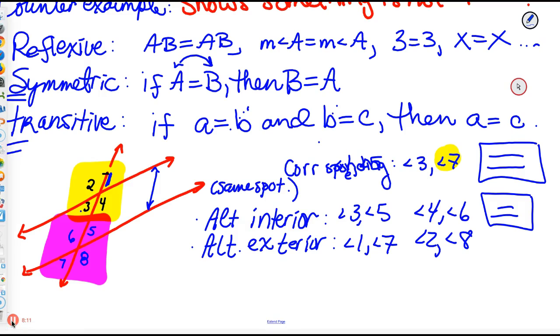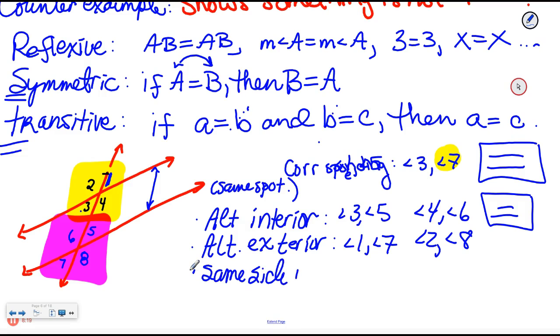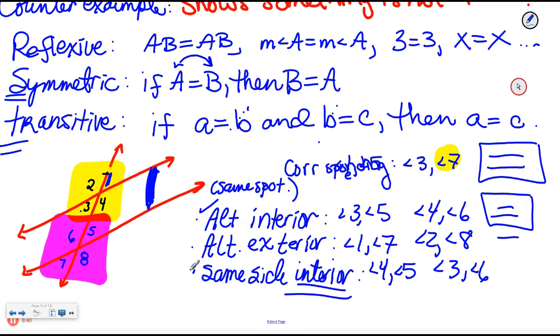Also, after alternate exterior, we'd have what are called same side, some books call them consecutive, same side interior. This word means we're in the parallel lines, so again, in here, angles 3, 4, 5, and 6, but now instead of alternating, we're on the same side. So that would be like angle 4 and angle 5, and also angle 3 and angle 6. These, on the same side, add up to 180, just so you know the relationship.